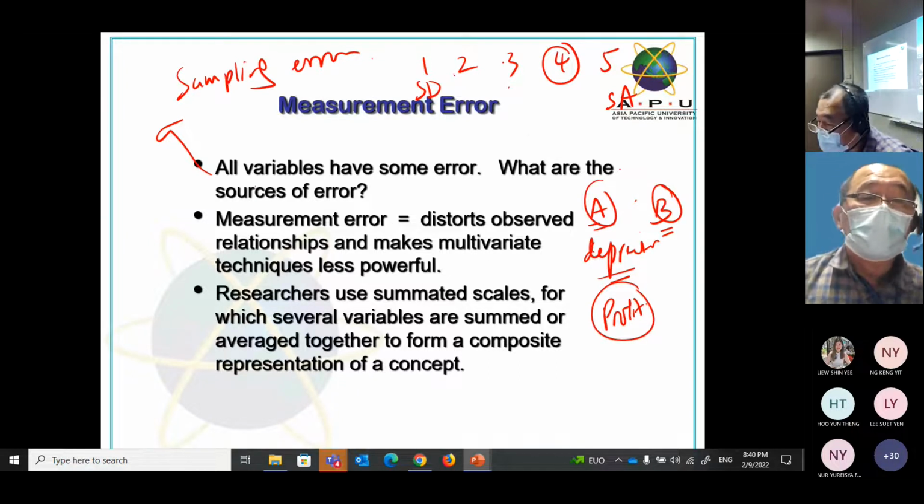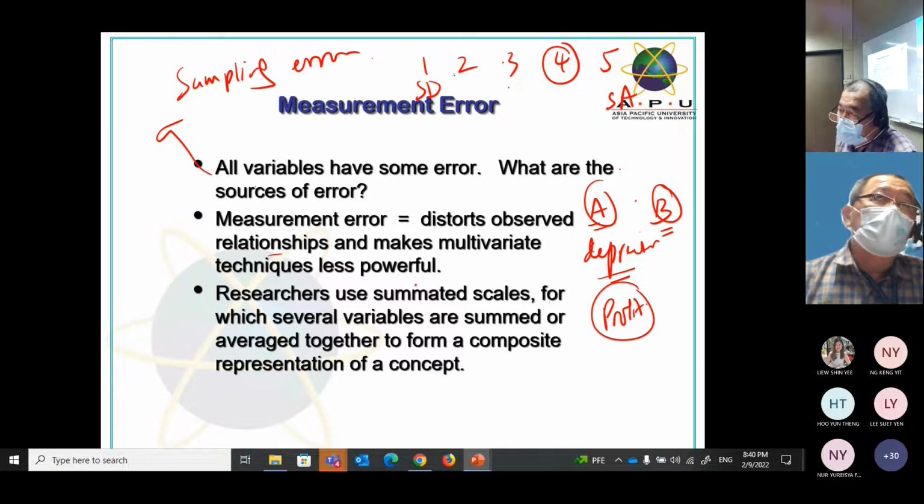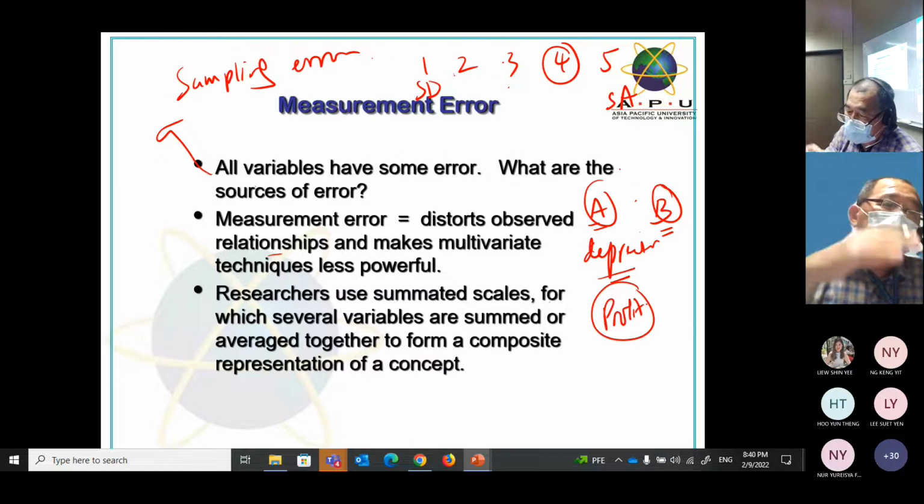Okay. So therefore, this may distort the observed relationship, and also make the multivariate techniques less powerful. Because the data is not too good, therefore the result is also not too good.